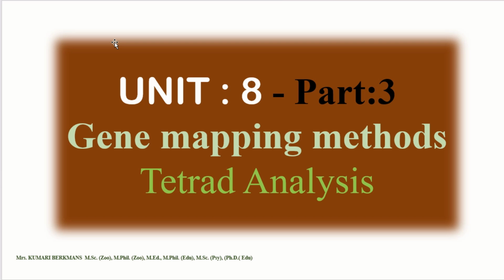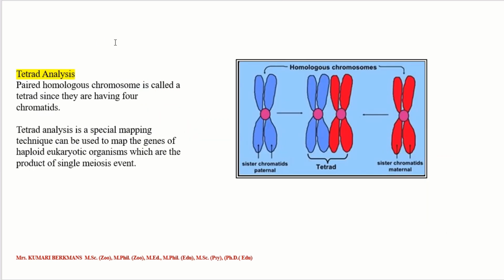This class is about tetrad analysis in gene mapping. Paired chromosomes, that is homologous chromosomes, are called a tetrad since they have 4 chromatids. You can see here these two are called homologous chromosomes. They come together during cell division, and each chromosome divides into 2 chromatids. So 4 chromatids are called a tetrad.